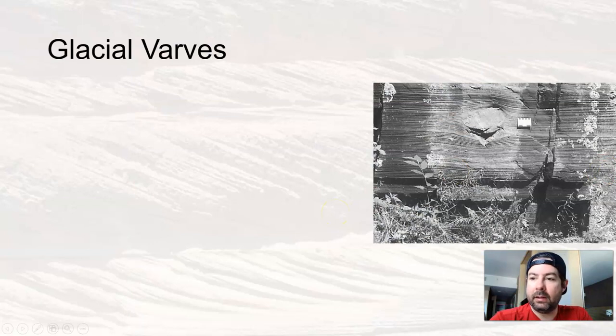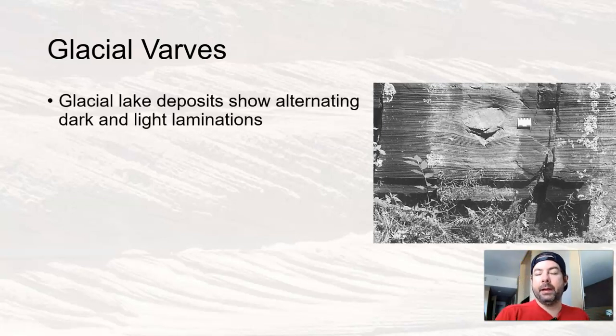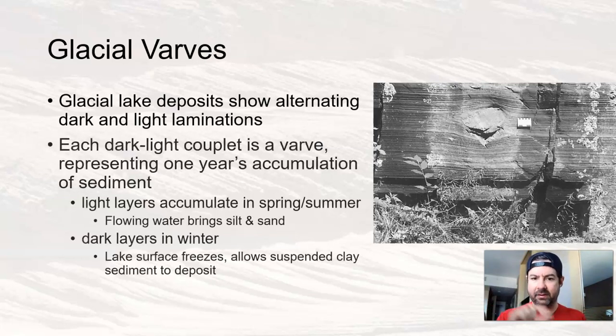One more little subsystem with glaciers are glacial varves. It's a fun one. They're glacial lake deposits showing alternating dark and light laminations, very thin layers, very thin bedding. Each dark and light couplet is paired together, and it represents one year of accumulated sediment.